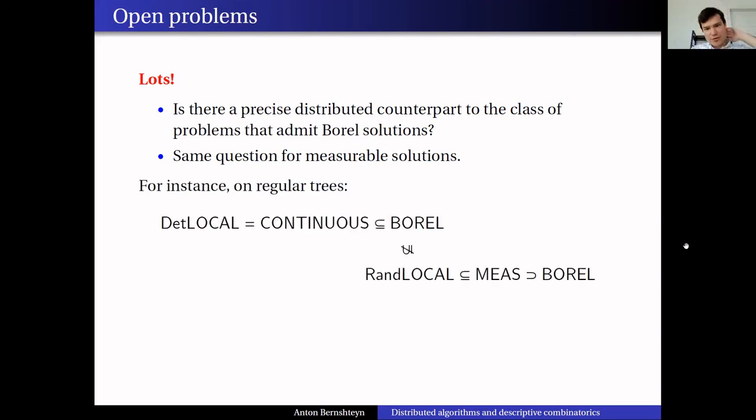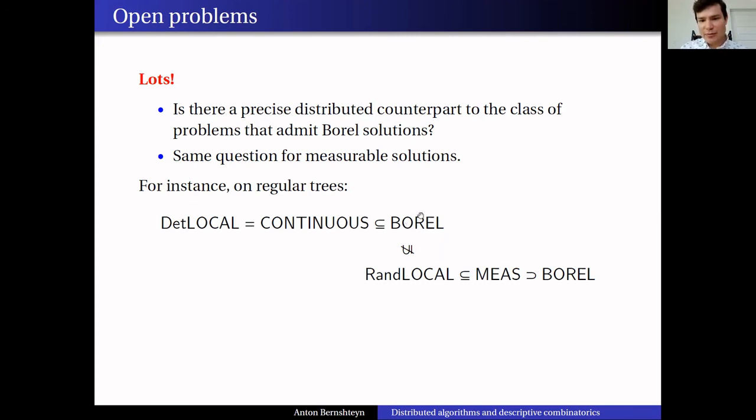So just to illustrate the situation that we're in now, on regular trees, here's what we know. As I mentioned, the deterministic local algorithms running in little o of log n rounds, I'm dropping that for brevity, is the same as having a continuous solution, which of course is a stronger requirement than having a Borel solution. So problems that admit continuous solutions form a subclass of problems that admit Borel solutions.